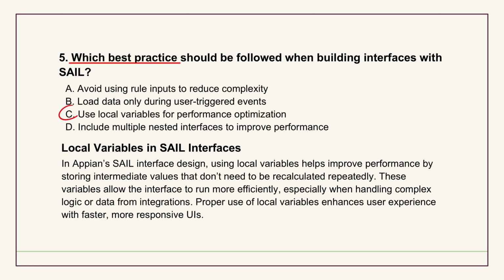We mentioned variables earlier with expressions, but how do local variables specifically help in SAIL? Okay, so when a SAIL interface loads or updates, Appian has to calculate the values for all the components. Right, what text goes where, what data populates a grid, should this button be visible, etc. Right. It evaluates all the expressions defining the interface. Now, imagine you have a calculation or maybe data fetched from a rule that you need to use in multiple places on that interface. Maybe you display a total value at the top and then use that same total in a chart later down the page.